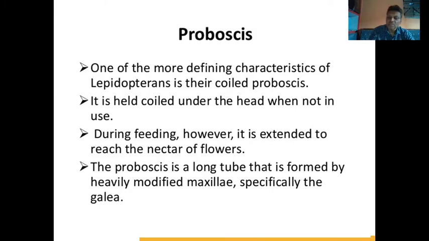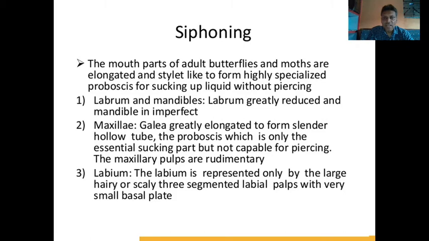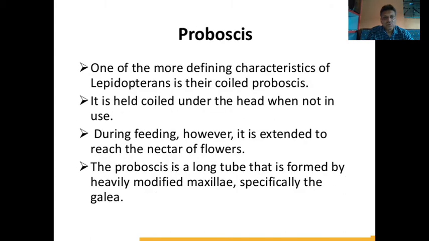Proboscis is a part in siphoning type of insects. It is formed in lepidopterans like butterflies. It is a coiled proboscis. It is held coiled under the head when not in use. When it is in use, they erect the proboscis to catch their food materials. The proboscis is a long tube. It is formed by the maxilla and galea.